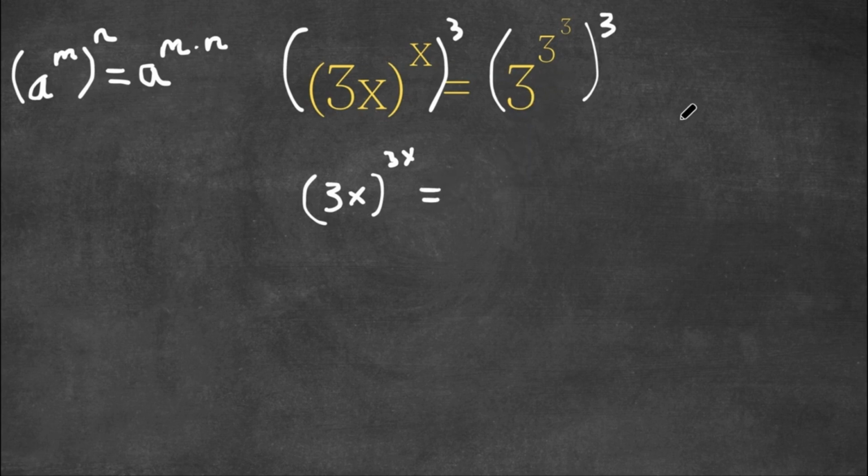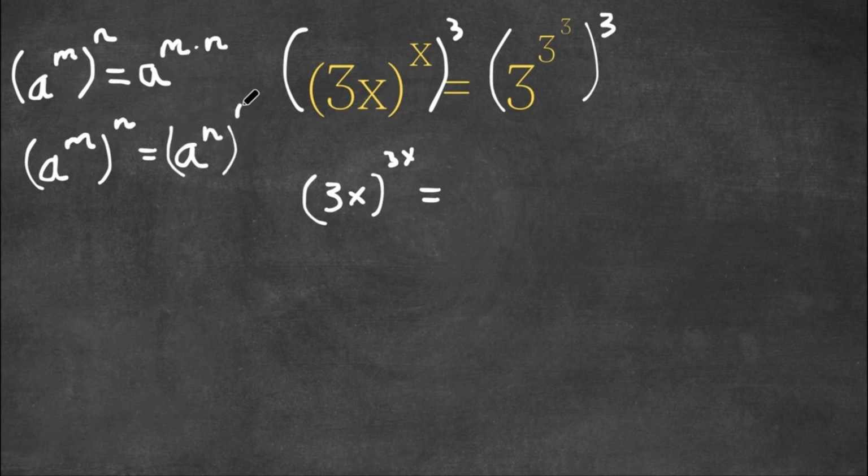And now, a to the power of m to the power of n is also equal to a to the power of n to the power of m. Because essentially, both of these are equal to a to the power of m times n. So they can change places. So right here, we have 3 to the power of 3 to the power of 3 to the power of 3, and this can be written as 3 to the power of 3 to the power of 3 to the power of 3.